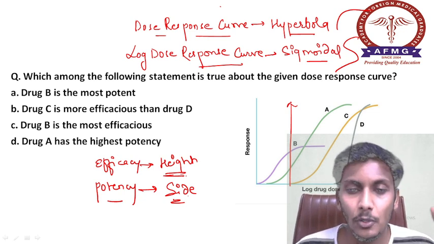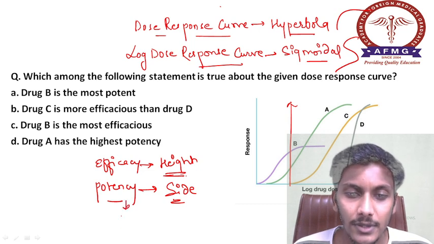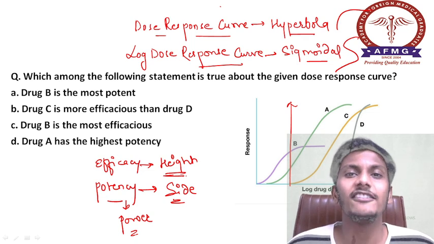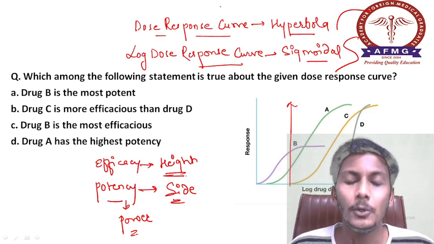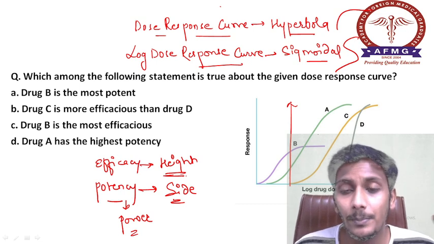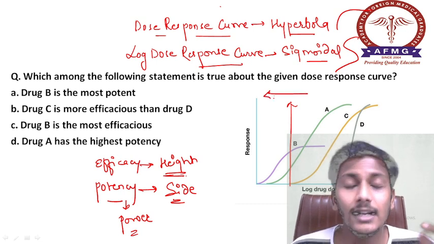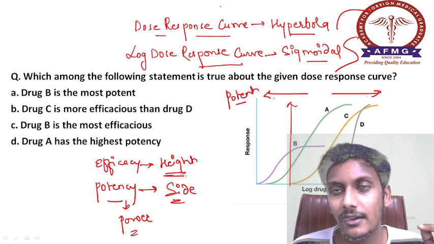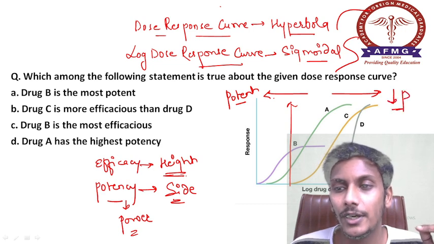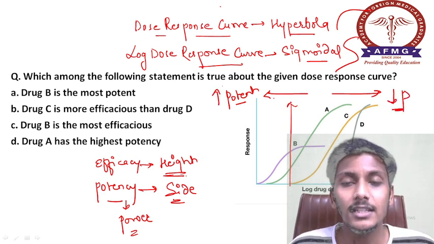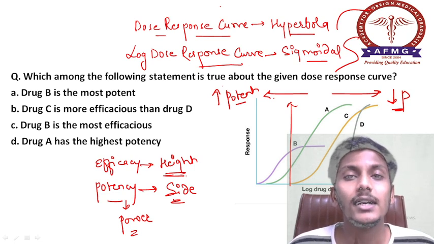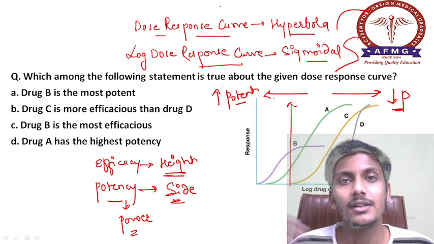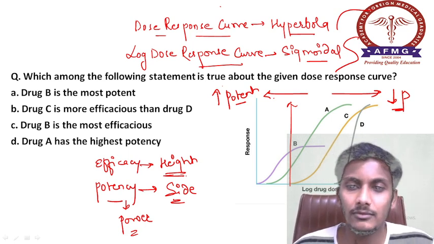That is what potency is. Potency means nothing but power: P for potency, P for power of a drug. In minimal concentration, maximal effect is seen, and that is what we call potency. Please remember, the more the curve lies to the left, the more potent the drug, and the more the curve lies to the right, the less potent the drug. The graph towards the left side is more potent, whereas the graph towards the right side is less potent. That is very important.